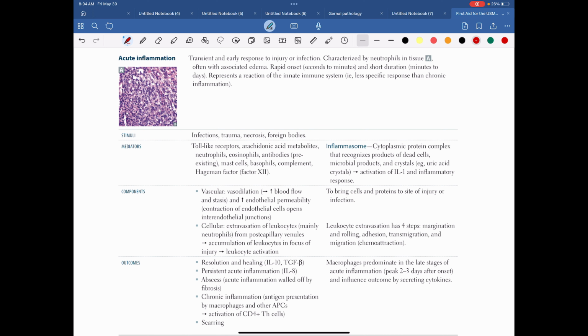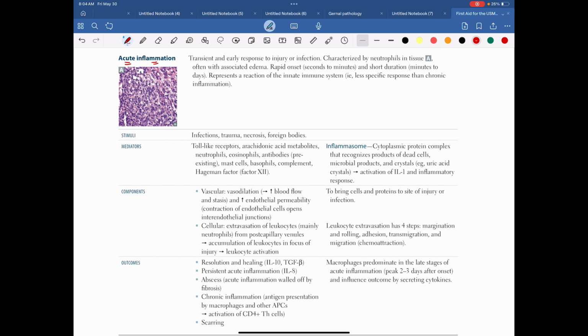Okay guys, so let's discuss the next topic, that is acute inflammation. First of all, before starting acute inflammation in detail, we have to understand the basic principles of acute inflammation. So first of all, why is inflammation going to occur in your body and when is it going to occur in your body?